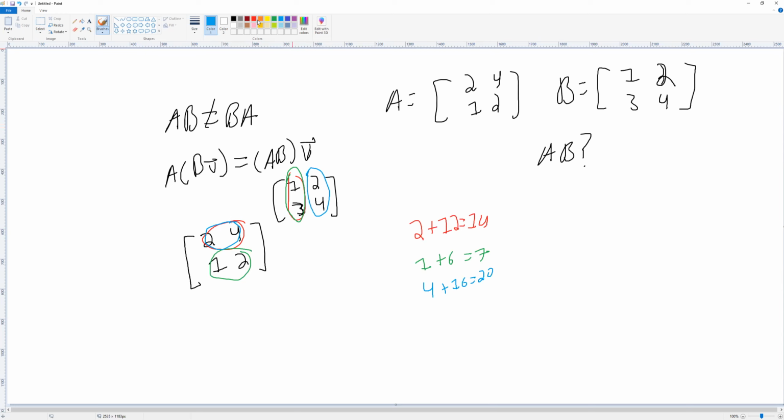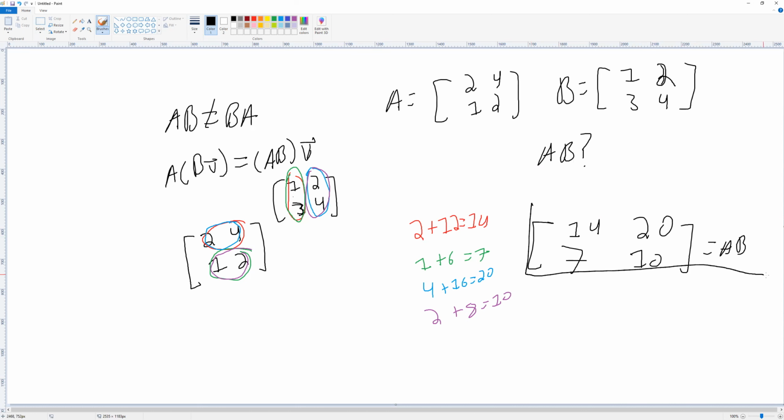And then, running out of colors, purple, I guess. I'm going to take the second row of A times the second column of B to get 1 times 2 is 2, plus 2 times 4 is 8. So 2 plus 8 equals 10. And so our final matrix is going to be equal to 14 in the 1, 1 entry. Then for the second row first column, which we get from the second row of A and the first column of B, we're going to have 7. Then for the first row second column, we're going to have 20. And for the second row second column, we're going to have 10. And this is equal to AB.